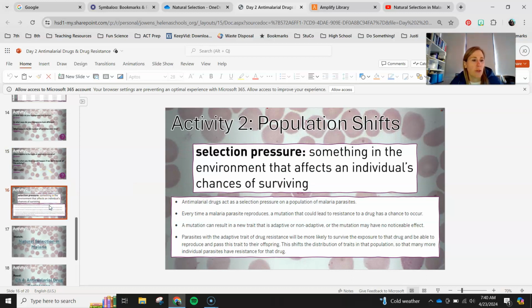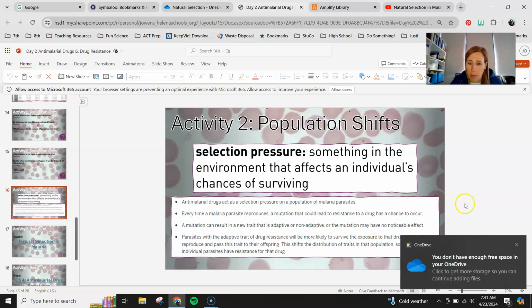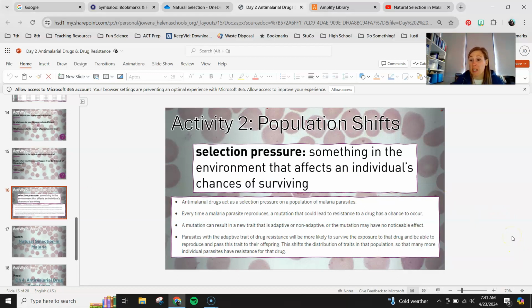All right, so as you guys have learned from the article, selection pressure is something in the environment that affects an individual's chances of surviving. So if we look at the rabbits in that article, its selection pressure was the fact that the environment turned cold, and we've had a lot of examples of that in the natural selection unit. Okay, so some things you guys need to keep in mind is anti-malarial drugs act as selection pressure on a population of malaria parasites. So when an individual takes anti-malarial drugs, they're changing the environment inside of their body for those parasites. So that's the selection pressure, is having the presence of those anti-malarial drugs floating around the body.